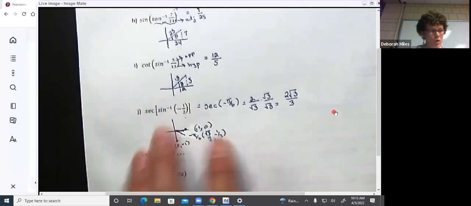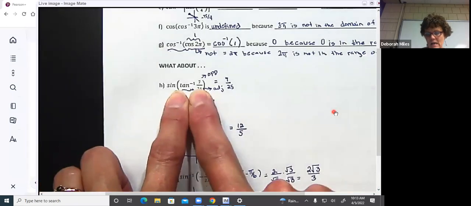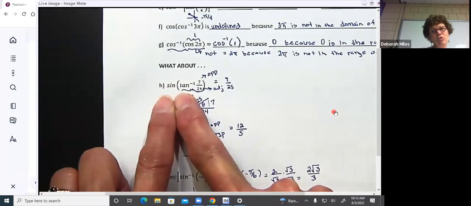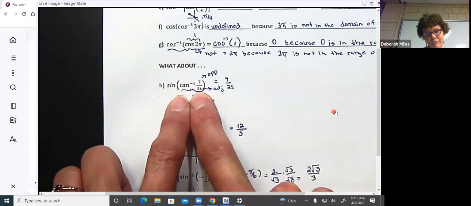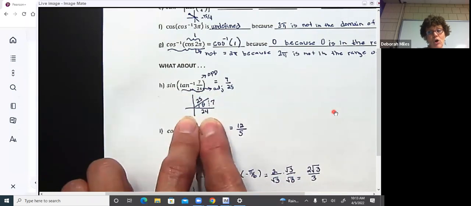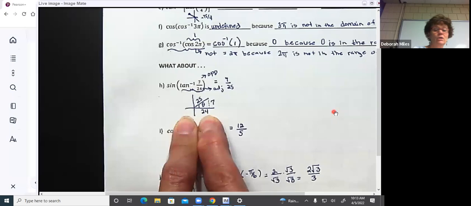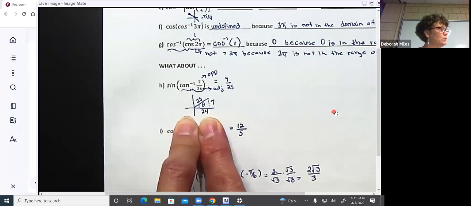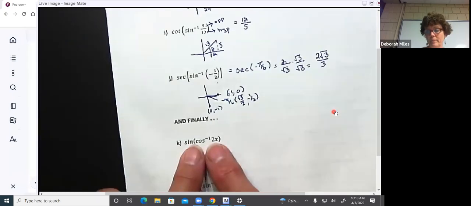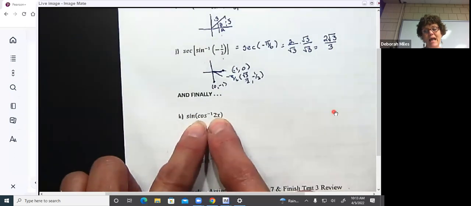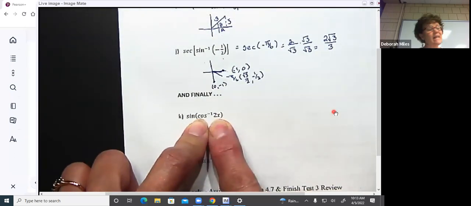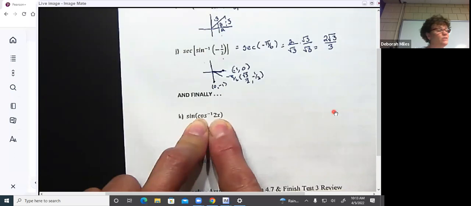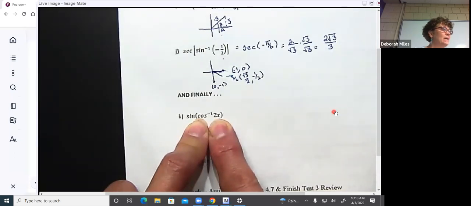Well, think about what we did up here. I couldn't tell you the angle whose tangent was 7/24, but I could draw a picture of an angle whose tangent was 7/24. I can't tell you an angle whose cosine is 2x because I don't even know what 2x is. But I can draw a picture of it.